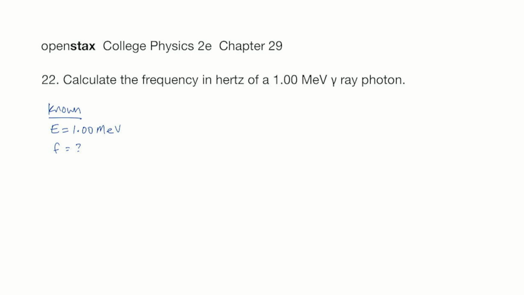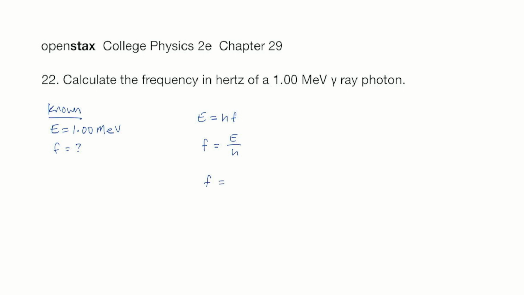It's a photon, so the energy is h times f, where h is Planck's constant. Solving for f gives the energy divided by Planck's constant h.